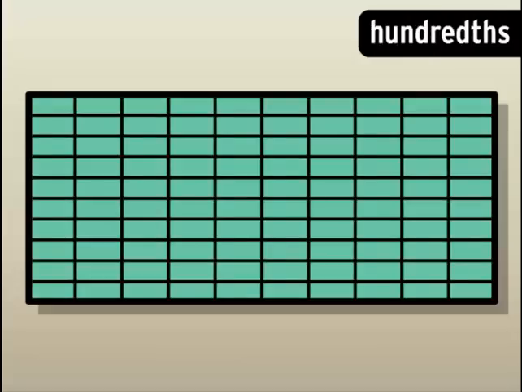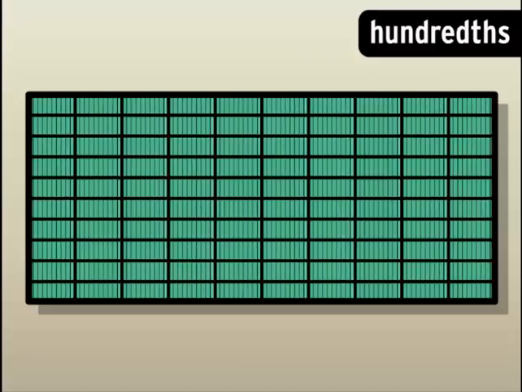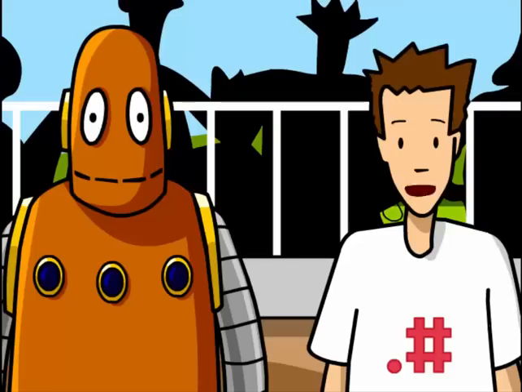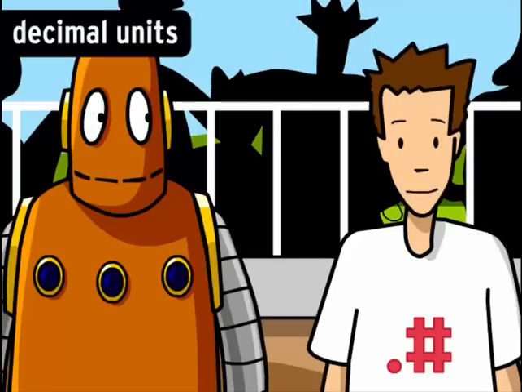Imagine you've got a rectangle that represents one whole object. If you divide it into 10 smaller equal-sized rectangles, you now have 10 parts of one, tenths. If you divide each of those into 10 smaller rectangles, you have 10 times 10, or 100 parts of one, hundredths. Now, if you divide each of those into 10 smaller rectangles, you have 10 times 100, or 1,000 parts of one, thousandths. All of these fractions, tenths, hundredths, and thousandths, are called decimal units.